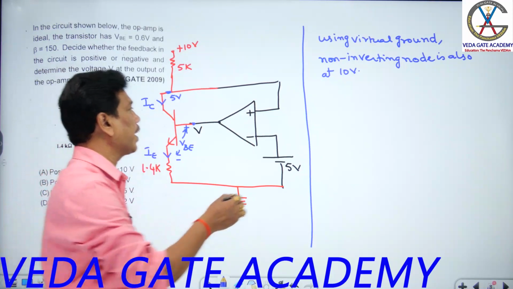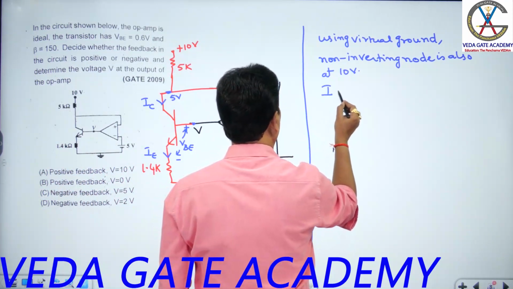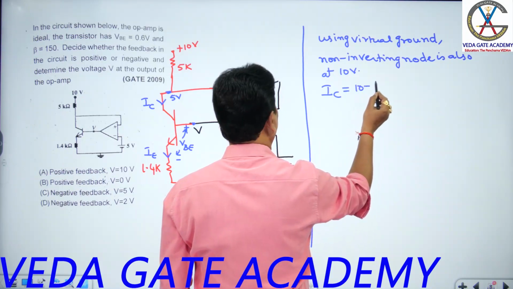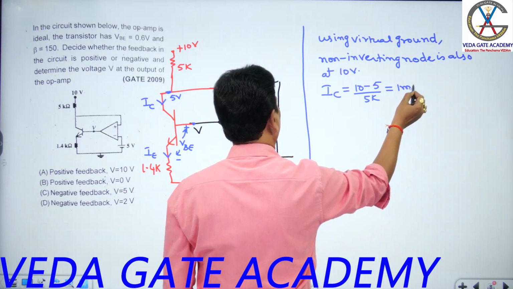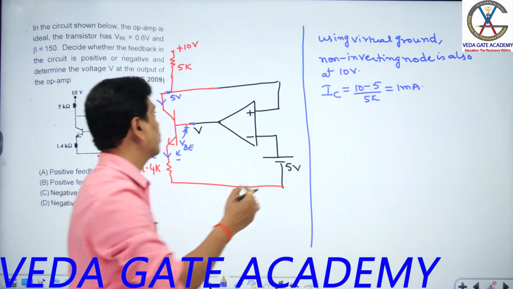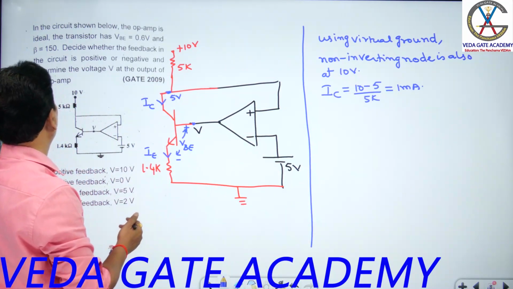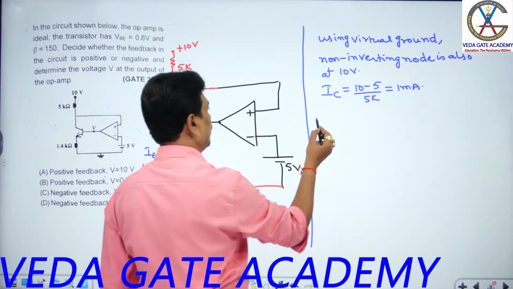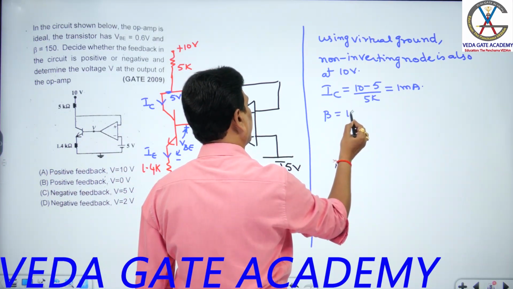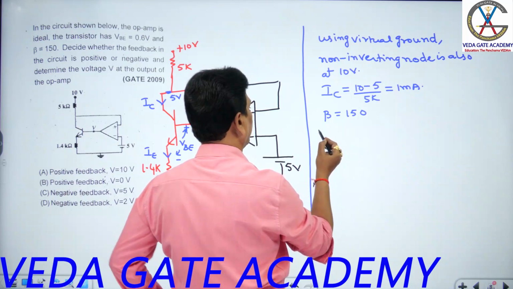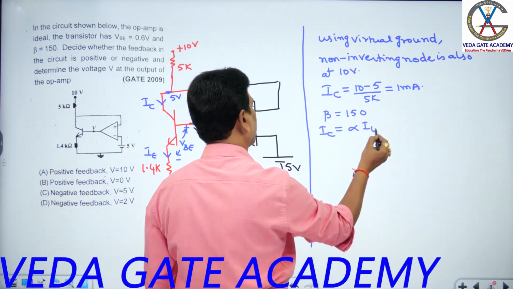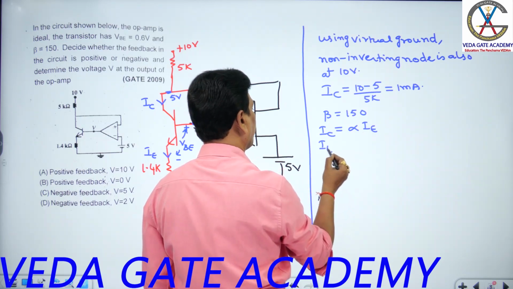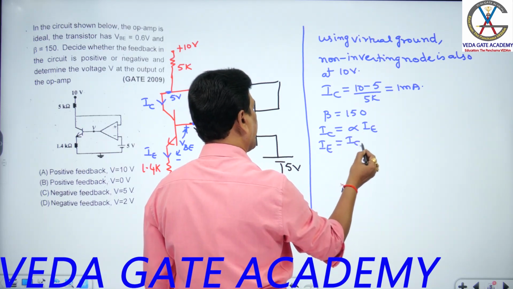What is the collector current I can define? IC equal to (10 minus 5) by 5K, that equal to 1 milliampere. Confirm? So beta equal to 150 is given. Now I need IE. IC equal to alpha IE, students. IE equal to IC by alpha.